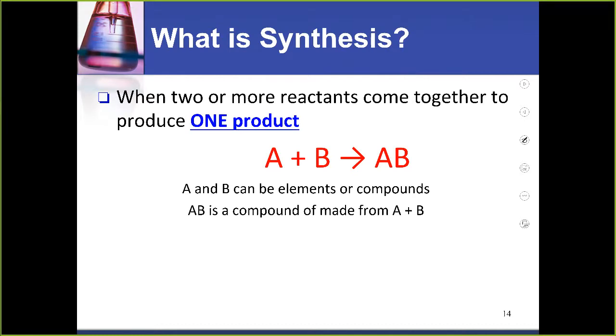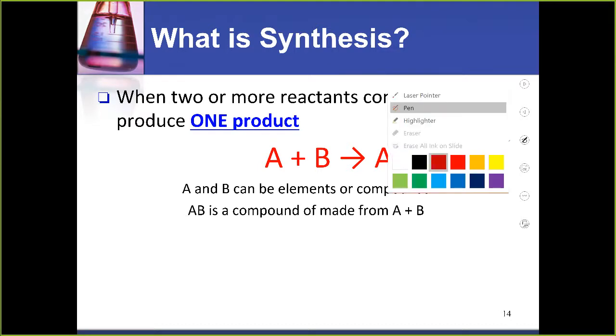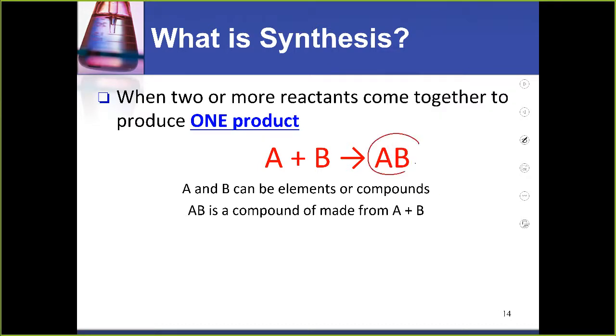let's talk about what synthesis really looks like. This red equation is the generic equation for synthesis, and the signature of synthesis is that it has one product. You got multiple components coming together. So A and B are the different components. You can have more than A and B. And A and B can either be elements or other compounds. They come together and they merge together to form one product. Okay? That is the signature of a synthesis reaction.